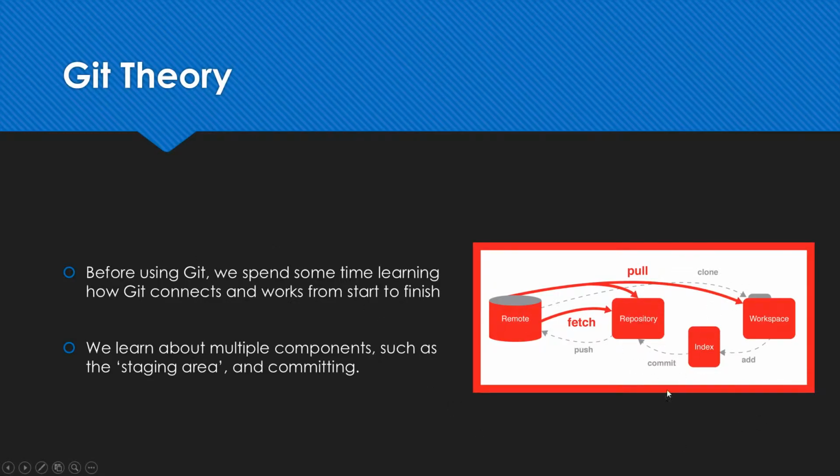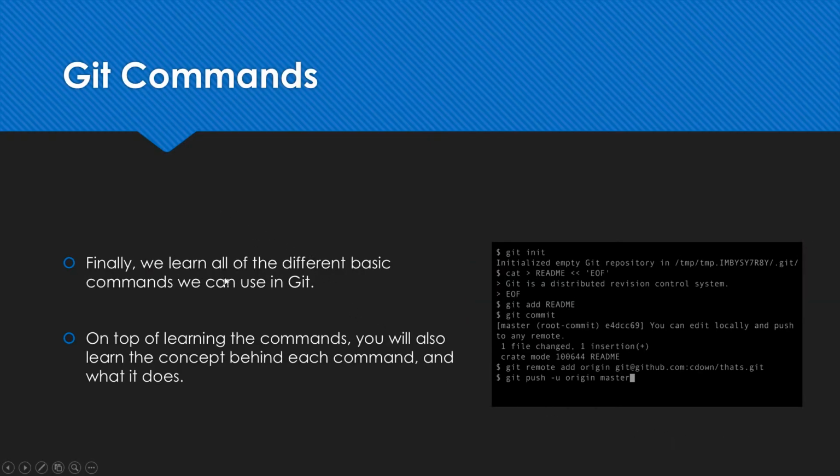This is just a little diagram. Don't worry about what this all means. I'm going to walk you through step by step with a more in-depth diagram, and we're going to go through all of the different components of Git and how they connect together. We're going to go through some terminology as well, the staging area, for example, committing, all of that we're going to talk about. And once we do that, we're going to move on to the commands.